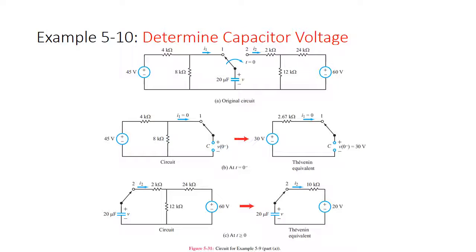That left half of the circuit is our Thevenin circuit, and that's a 30 volt source with a 2.67 kilo ohm resistor and 0 current flowing because the capacitor is charged. When the capacitor is charged, V of 0 minus, or the voltage before 0, is 30 volts. And we know it's 30 volts because that's what our source is. It has to equal our source. And so that is our Thevenin equivalent circuit for the left half of the circuit.